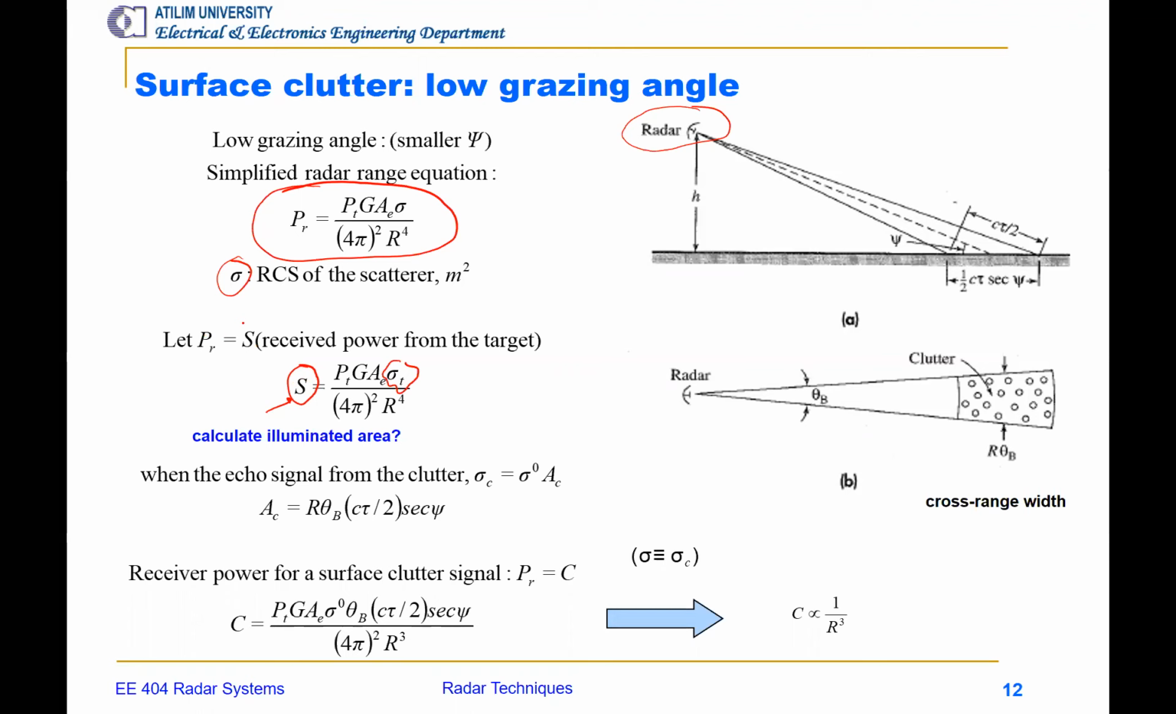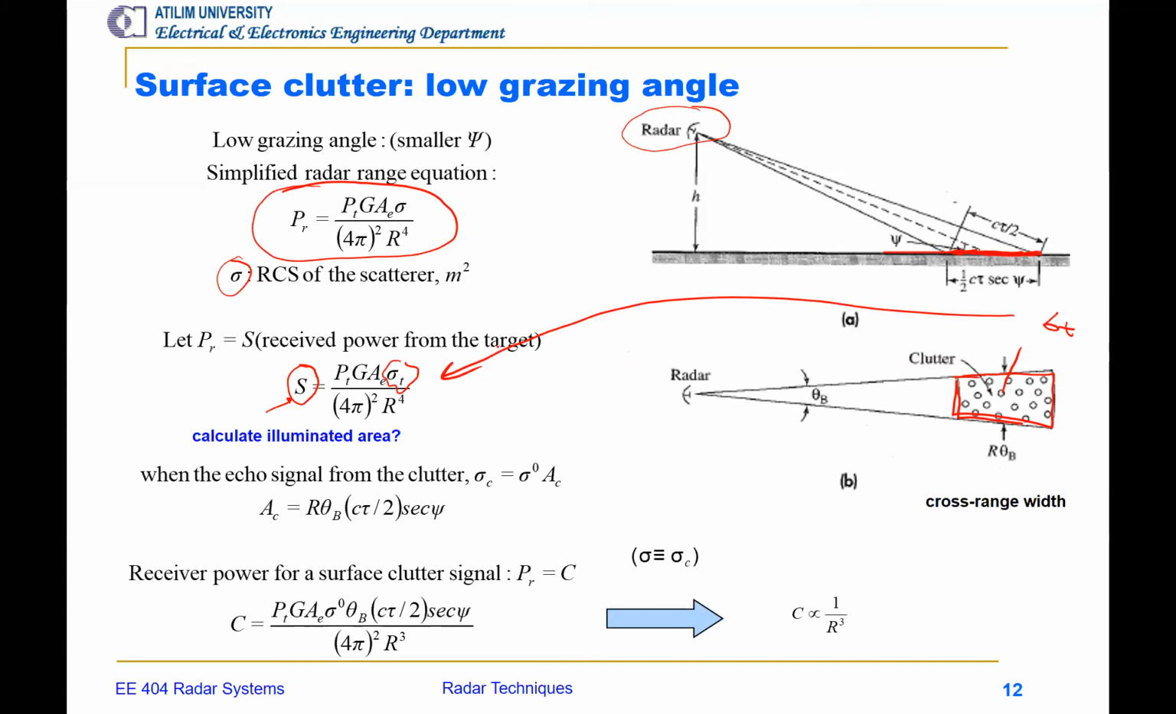Next, what will happen if we have a surface clutter then? How much signal power is received due to this illuminated area? On azimuth, we can see this illuminated area. Okay, if there is a target here, whose radar cross section is sigma t, then we got this power.